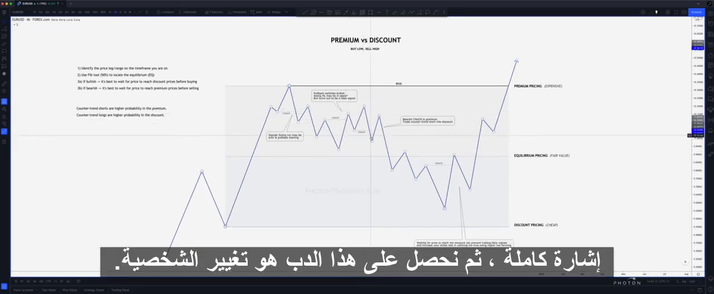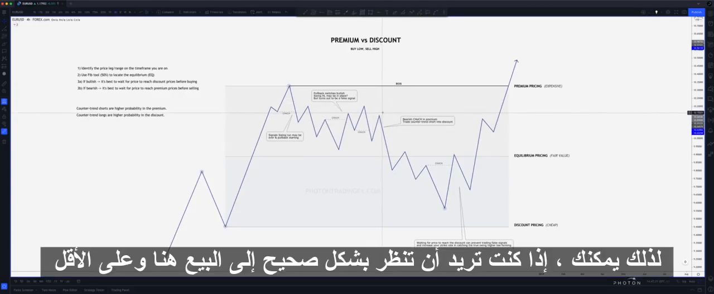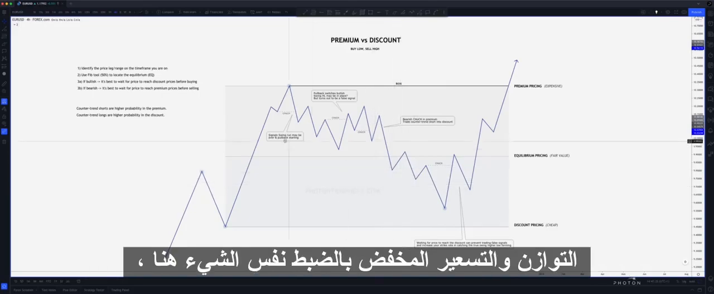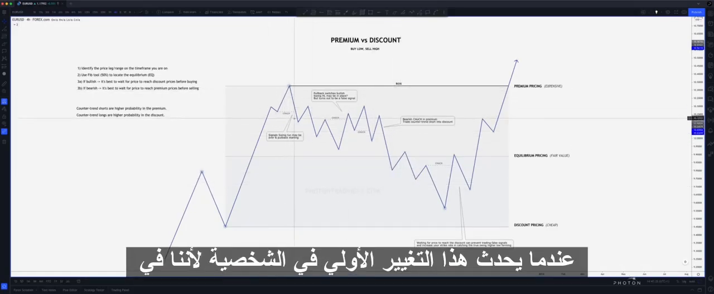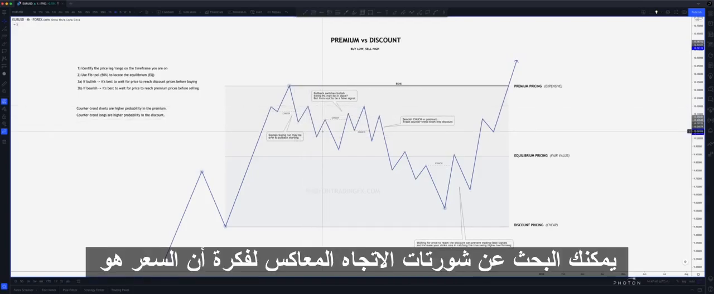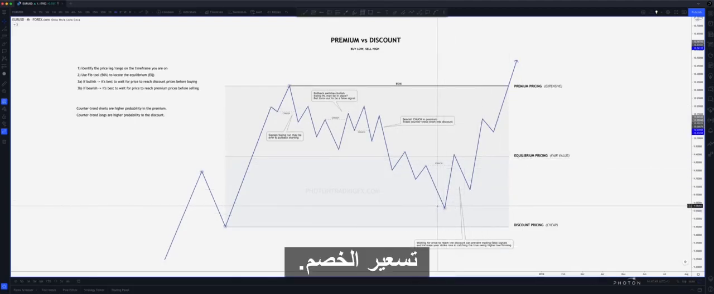We then get that bearish change of character, and it's in the premium prices. So if you want to, you can look to get short here, and at minimum target the internal weak lows, or target the equilibrium and into the discount pricing. Exact same thing here. When that first initial change of character occurs, because we are in the premium, you can look to take counter trend shorts on the idea that price is going to want to pull back to at least the equilibrium, but ideally the discount pricing.